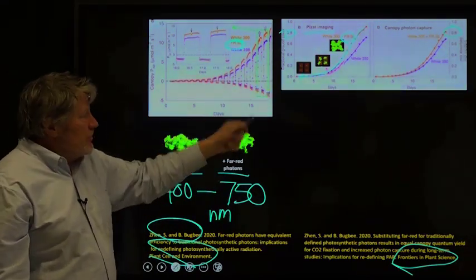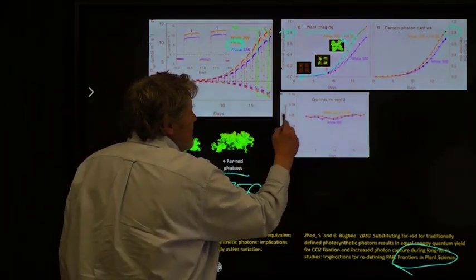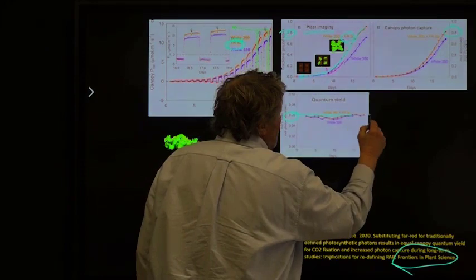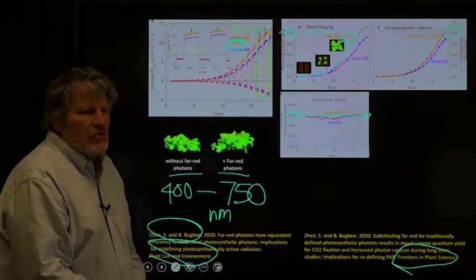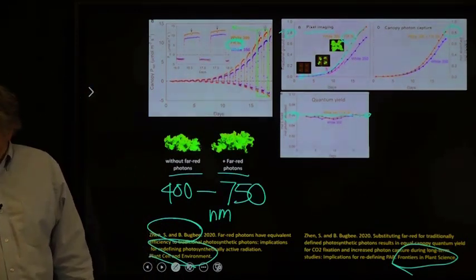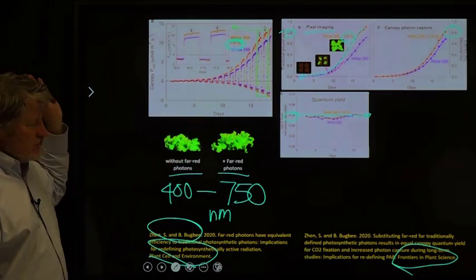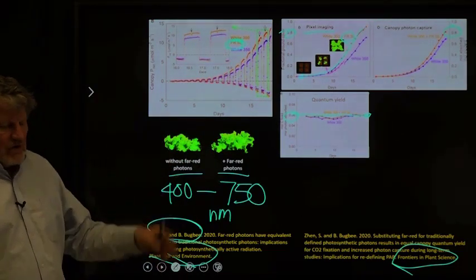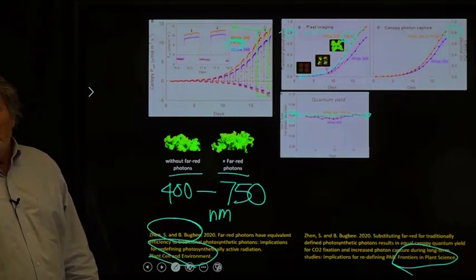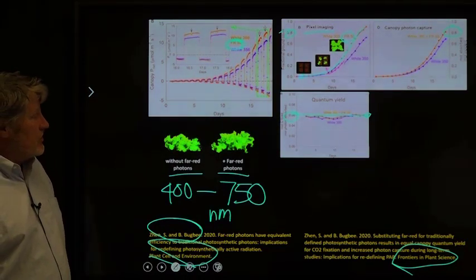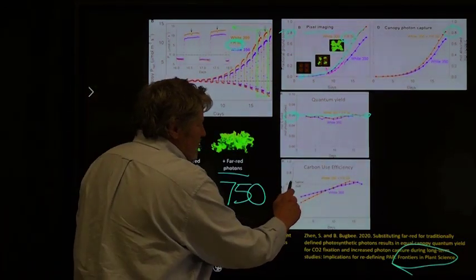Here's photon capture. Here's quantum yield. Remember 0.6? There it is, 0.6. Both of them were virtually identical for quantum yield. Far red photons were just as good as visible photons. For lettuce, and Shuyang's done this now on around 20 different crops, and far red consistently is, photons are equal to visible photons. Carbon use efficiency, here's our typical 0.6.